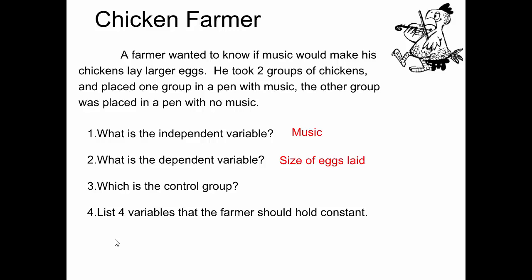Okay, now one of these is the control group. Kai, what's the control group in this experiment? Group that has no independent variable. The independent variable does not change. So which one would it be? It would be the one without music. Yeah, the pen with no music playing. They're just being treated normally. We didn't change the independent variable. So what would we call the one with the music playing?